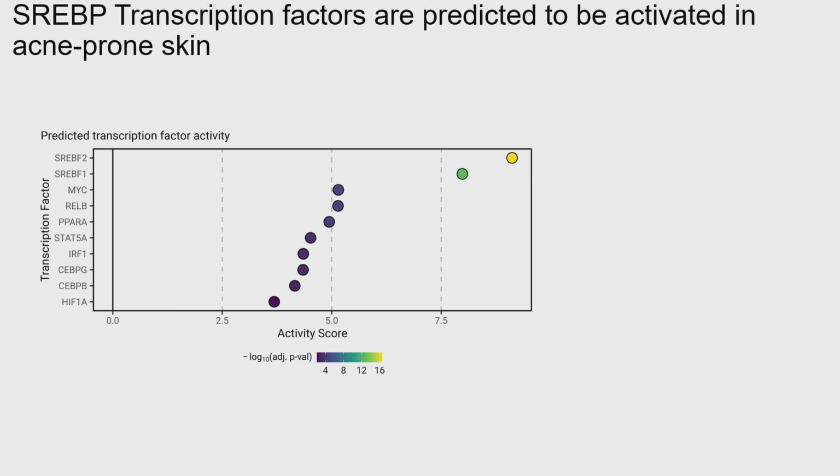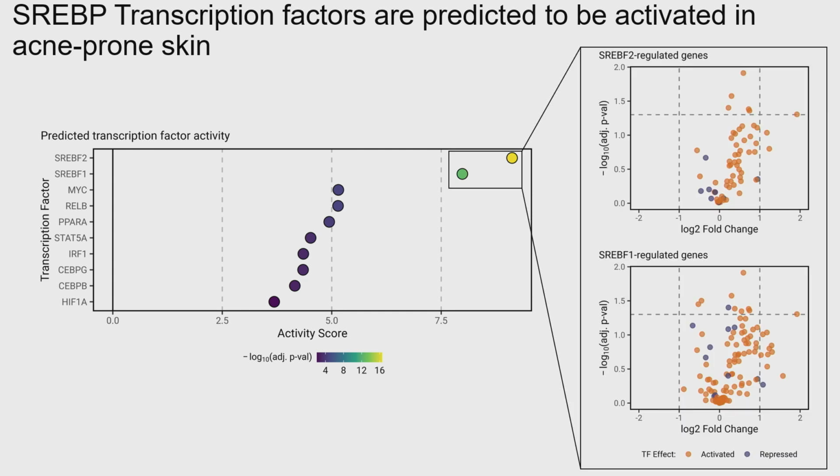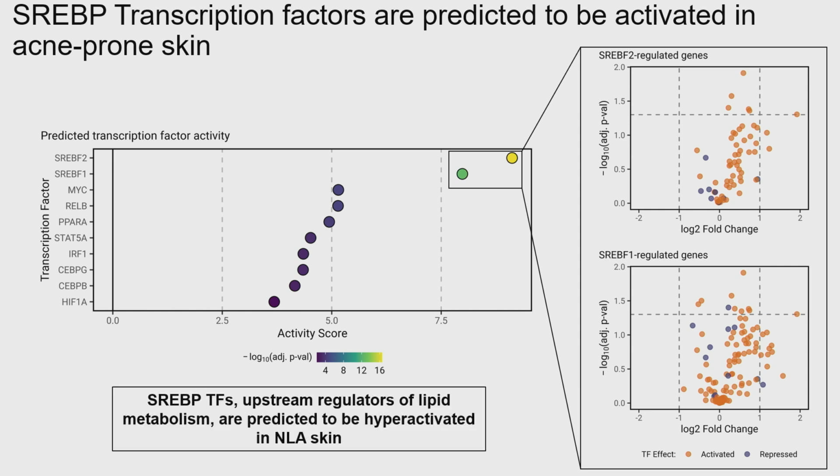Next we used a special type of enrichment analysis that can predict the activity of transcription factors that could possibly account for the differences in gene expression between 2 groups. We found that there were 10 transcription factors predicted to have increased activity in the non-lesional skin relative to healthy controls. SREBP1 and SREBP2 stood out to us since their predicted activity was so much higher than all of the others. These transcription factors are central regulators of lipid metabolism, with SREBP1 regulating genes involved in fatty acid synthesis, and SREBP2 regulating genes involved in cholesterol homeostasis.